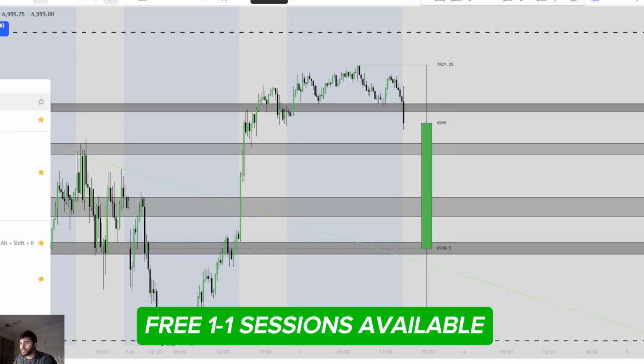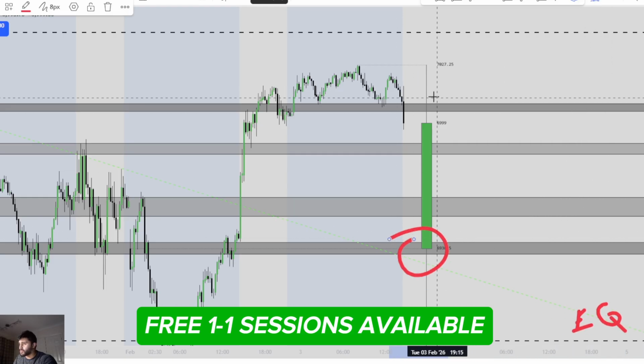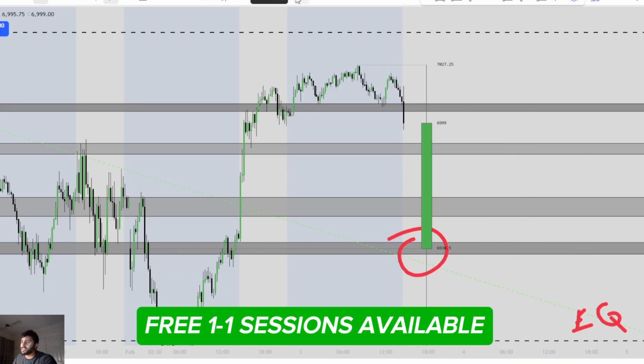Once again, just for argument's sake, this is the EQ. This is the weekly opening price. We want to be shorting above the weekly opening price, right? That is the basic logic behind the trade that I take.